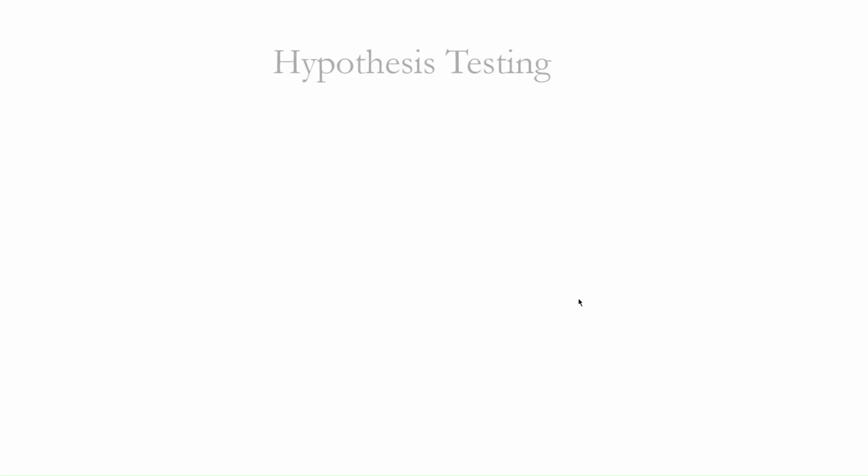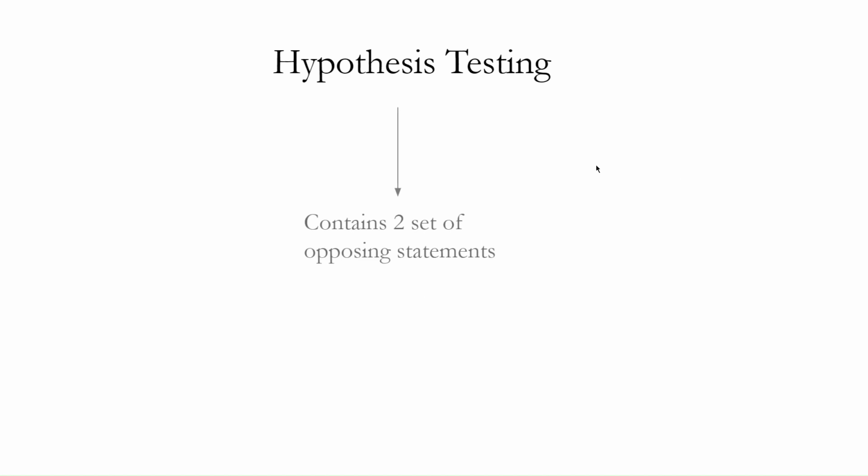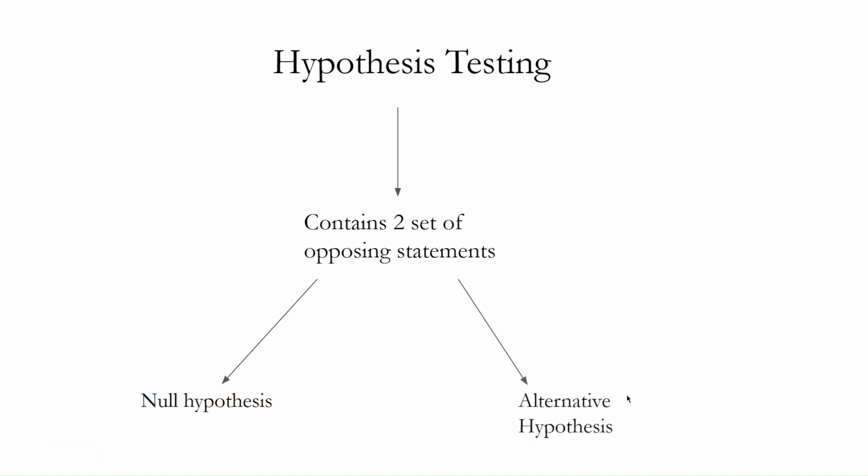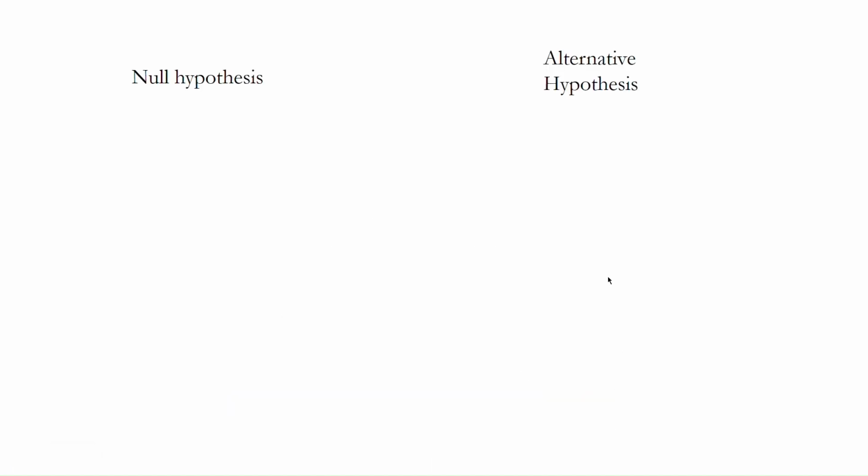So in every hypothesis test, there are always two sets of statements that oppose each other. One is the null hypothesis and the other is the alternative hypothesis. The null hypothesis is written as H with a 0 on the bottom right corner. An alternative hypothesis is written in the same format, H and A. The null hypothesis basically agrees with the claim. It says that yes, the claim is correct.